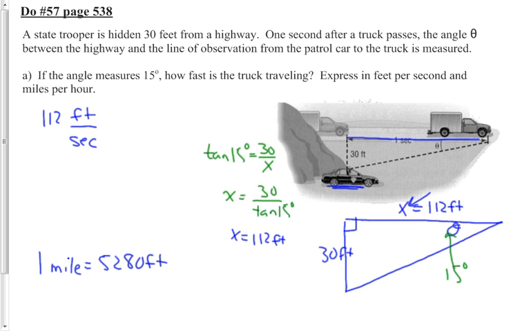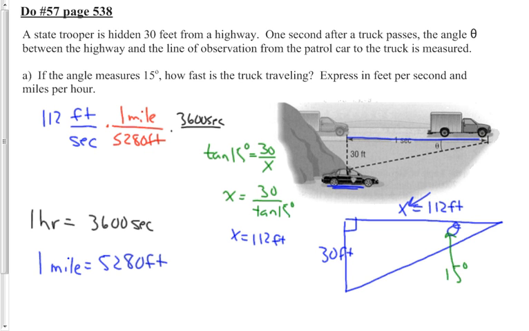Okay, so I'm going to use that first conversion there. I want my feet to be gone, so I'll put the 5,280 feet on the bottom and the 1 mile on top. The other thing we know is that 1 hour is equal to 60 minutes, and each minute is 60 seconds, so 60 times 60 is 3,600 seconds. I want my seconds to cancel out, so I'll put the 3,600 seconds on top over my 1 hour.